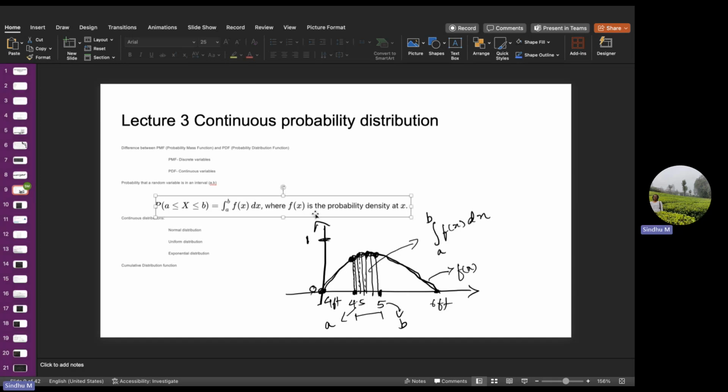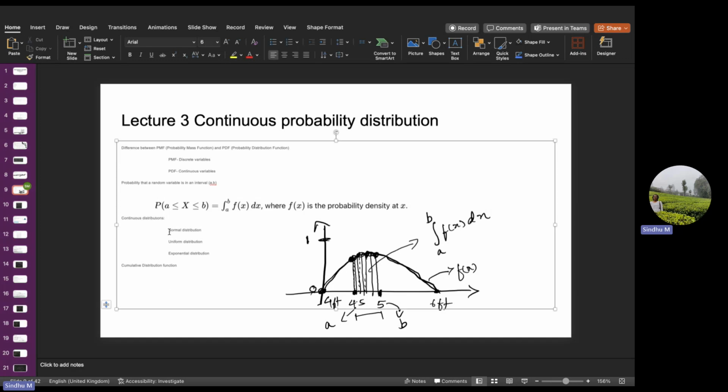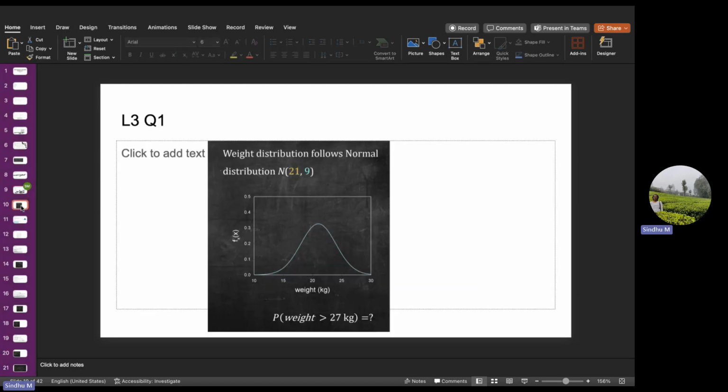There are different types of continuous distributions. For example, the normal distribution, which is a bell-shaped curve. Then you have the uniform distribution, which is just a flat line. You get this uniform distribution if the probability is equal for all the combinations. And finally, you have the exponential distribution, which is like the e power x graph. Now let's discuss a related problem.